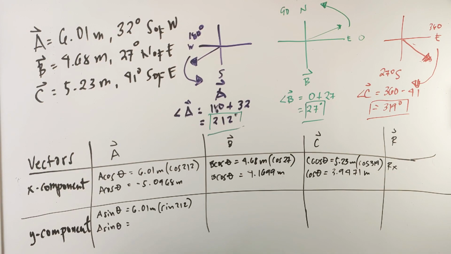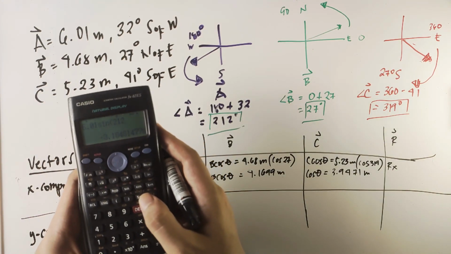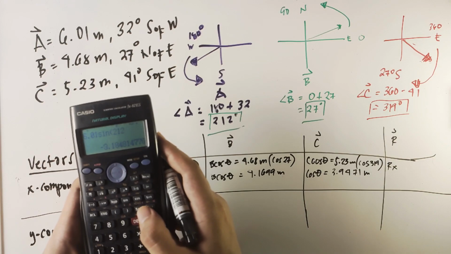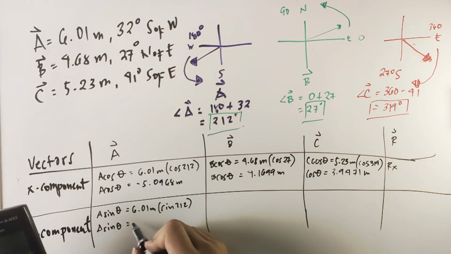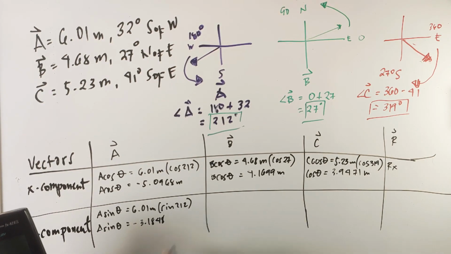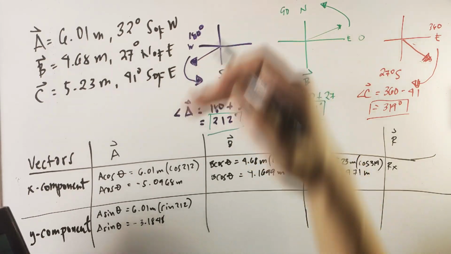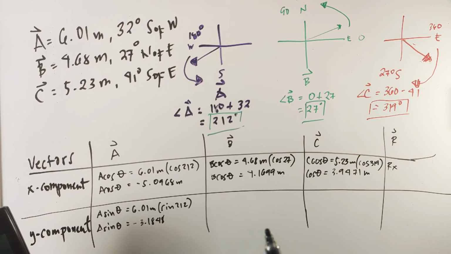That's 6.01 sine 212. So here, 3.1848, negative 3.1848, which makes sense because again, it's on the south or the third quadrant, so the X and the Y are both negative, right?